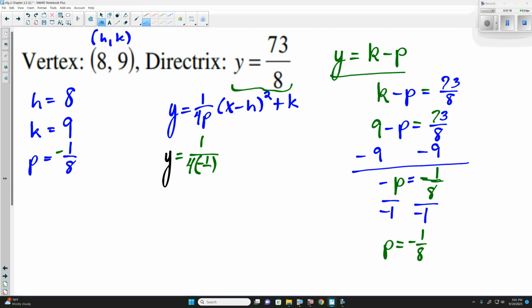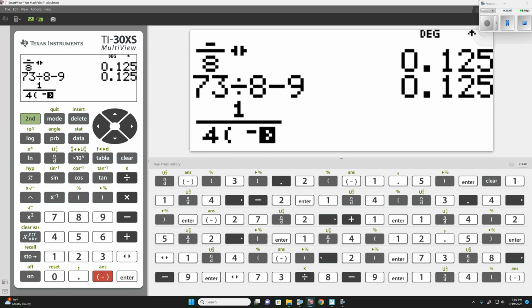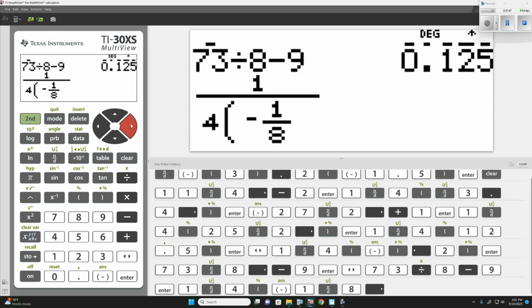Now we just need to plug it back in. So we get 1 over 4 times negative 1/8 times x minus h, where the h value in this case is 8, plus our k value, which is 9. Now the first thing we need to simplify is our 1 over 4 times negative 1/8, which is negative 2. Another one just like that.